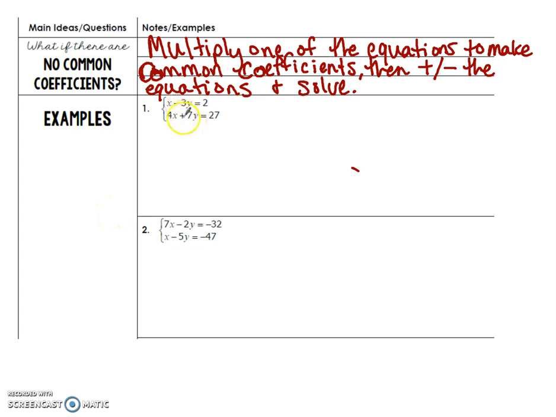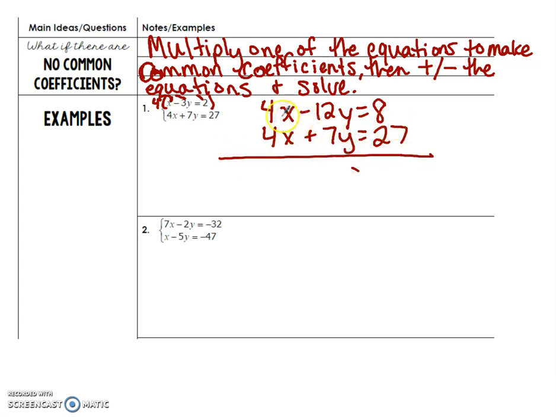Okay, so we have to look at one that is the most common. So we have x and 4x, we have negative 7 and 3, or negative 3 and 7. Okay, so which one is the most in common? I would use x's. So let's multiply the top equation by 4. Remember when we do that, we have to multiply every term by 4. So we get 4x minus 12y equals 8. Don't forget to do the other side as well. And it's on top, so it needs to stay on top.